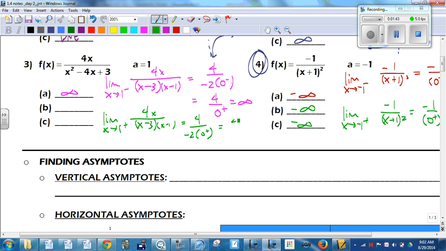So now on the bottom, we end up approaching 0 from the left because of the negative times the positive, which gives us negative infinity. Since these are different, our overall limit does not exist.